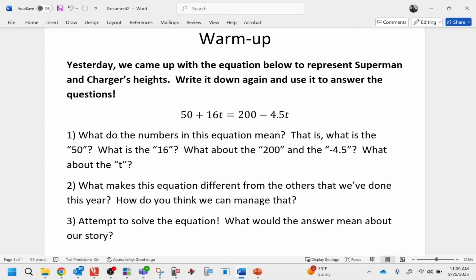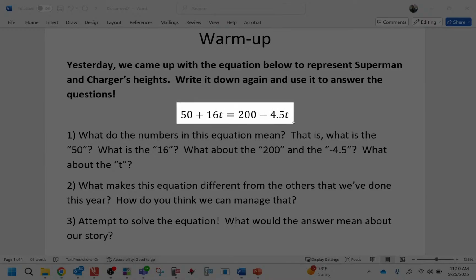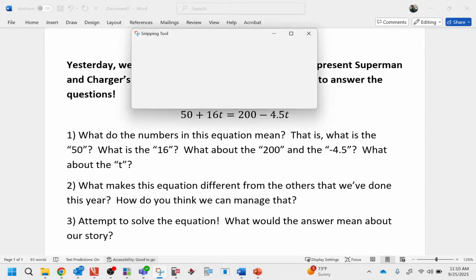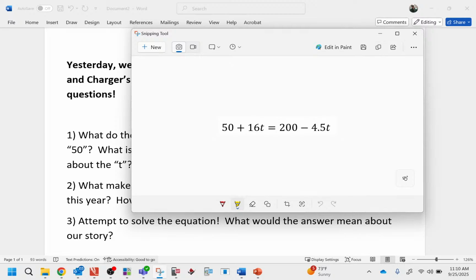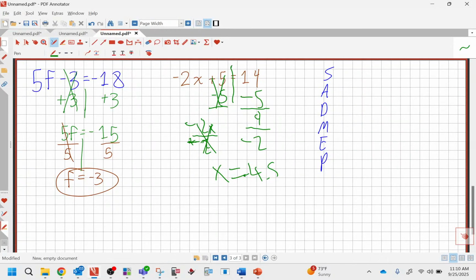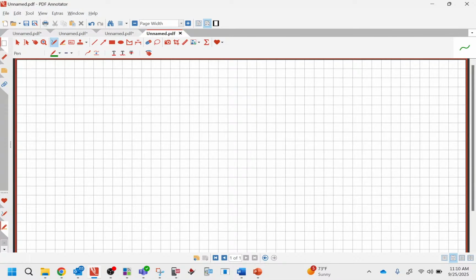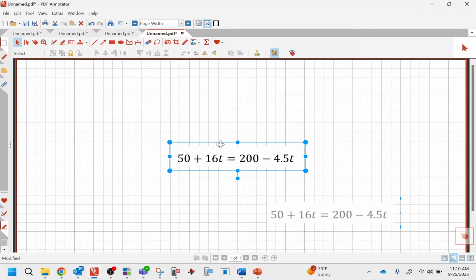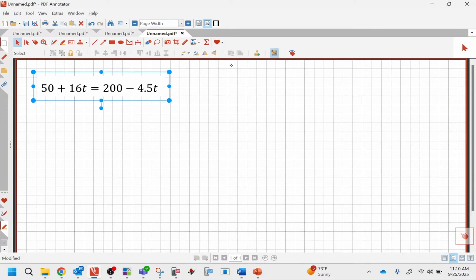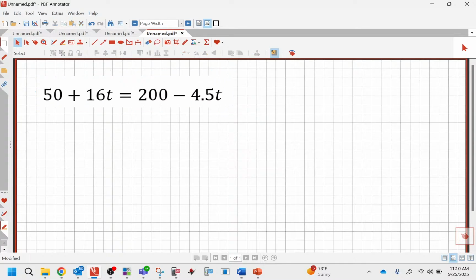Okay, everybody, can I get you back up here in 5, 4, 3, 2, 1. Let's see here, guys. Let's identify what all these numbers mean about my situation from yesterday. So yesterday, one of these sides represented Superman and one of them represented Charger. But what the heck was it?